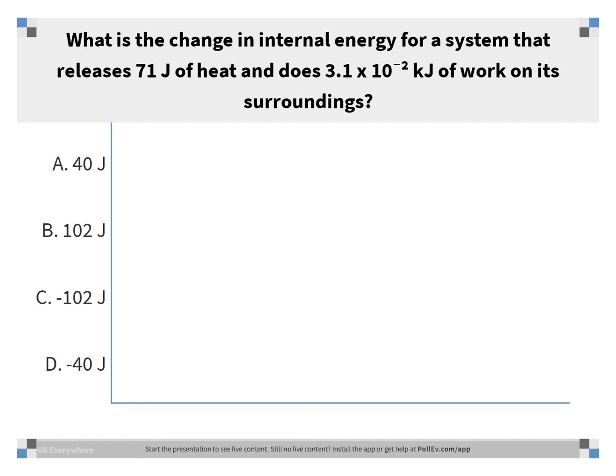It says that the system releases 71 joules of heat, so 71 joules of heat are going out of the system. The 71 is negative. It also says that work is being done on the surroundings, that is, by the system on the surroundings. That's also going to be a negative value. We have negative 71 for the heat and negative 31 for the work, making a total of negative 102 joules.